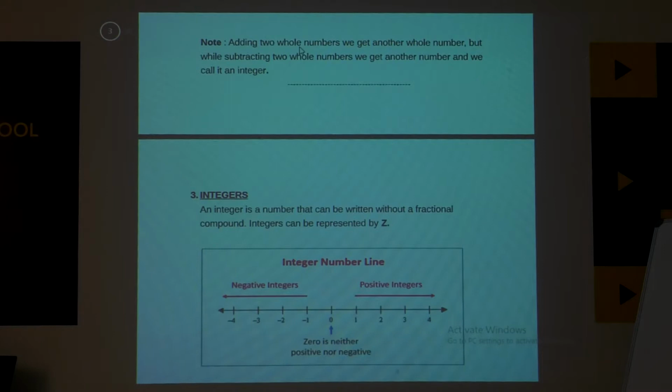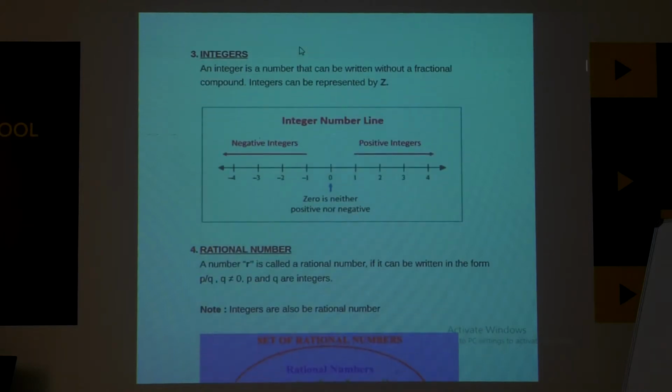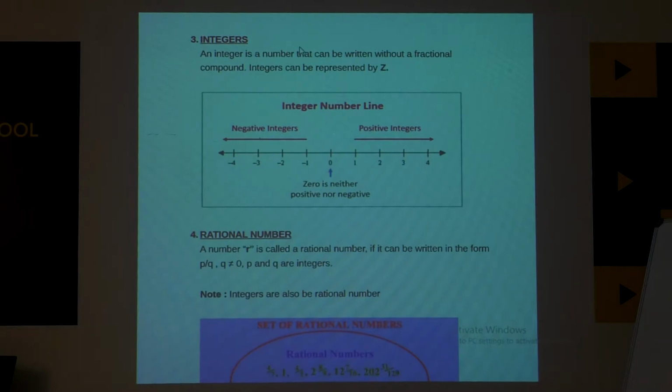So integers are there. An integer is a number that can be written without a fractional component. And integers are represented by capital letter Z. Here we can see that 0, 1, 2, 3, 4, etc. are positive integers, and minus 1, minus 2, minus 3, minus 4 are negative integers, and 0 is neither positive nor negative. So next section is rational number.